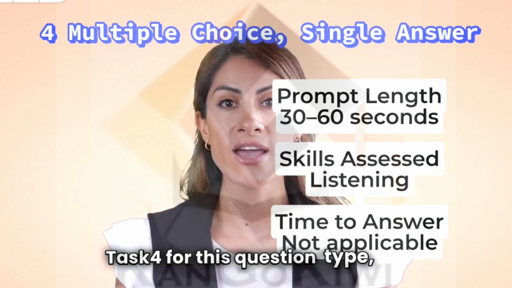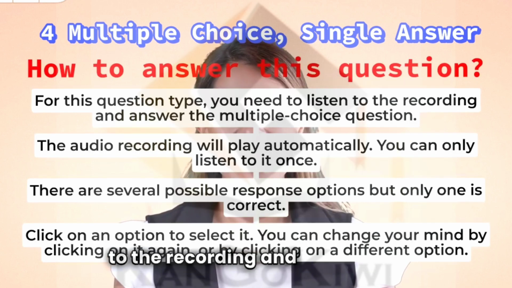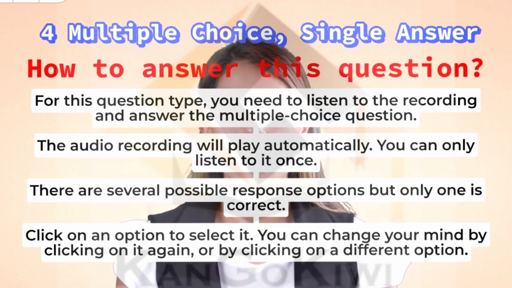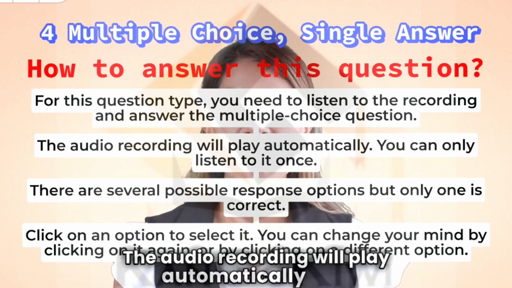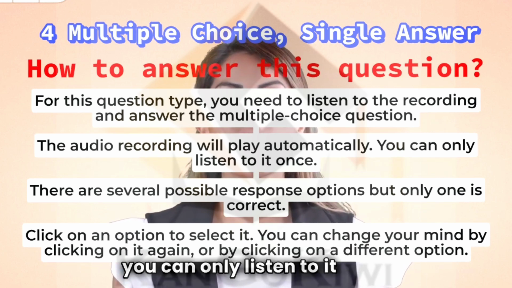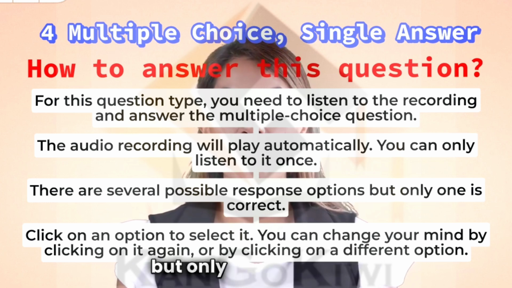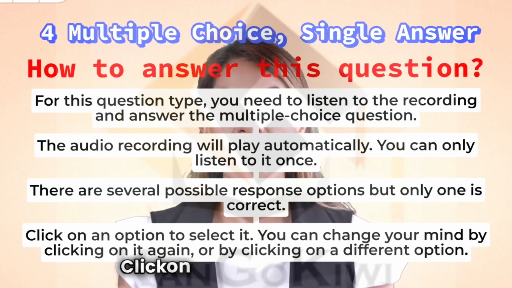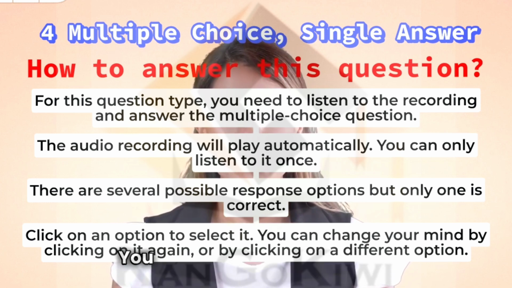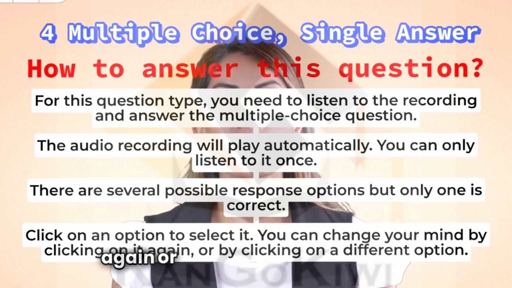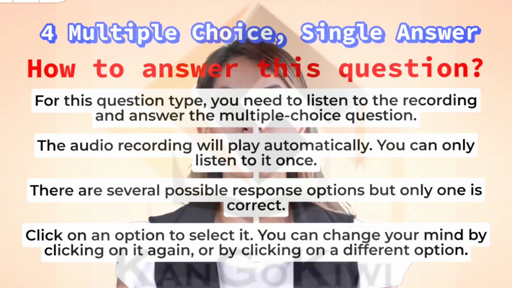Task 4. For this question type, you need to listen to the recording and answer the multiple choice question. The audio recording will play automatically, and you can only listen to it once. There are several possible response options, but only one is correct. Click on an option to select it. You can change your mind by clicking on it again or by clicking on a different option.